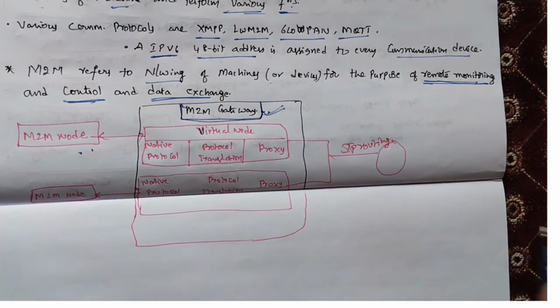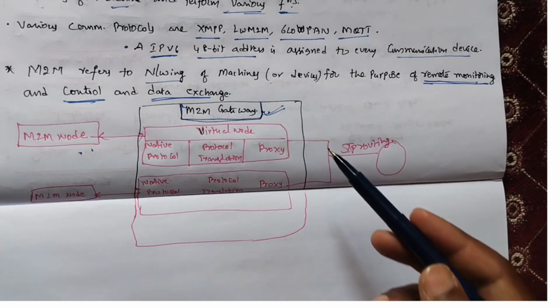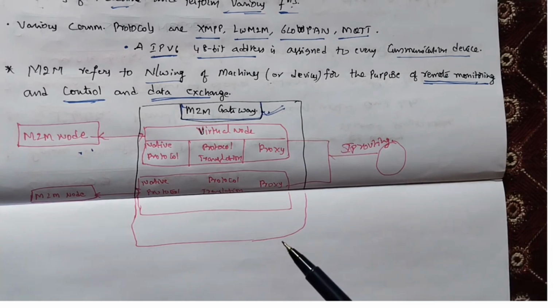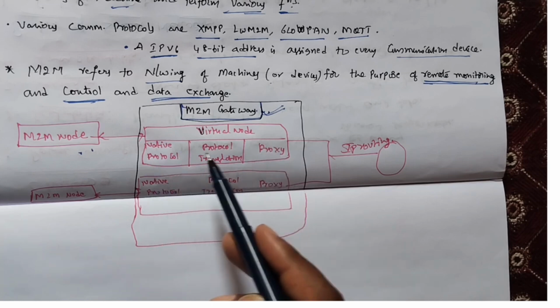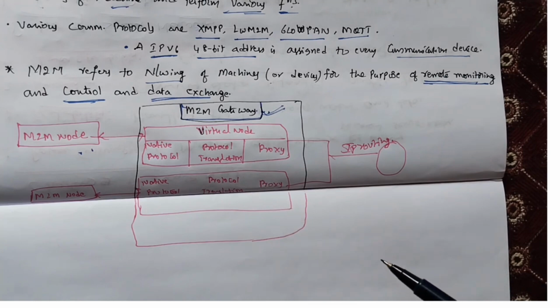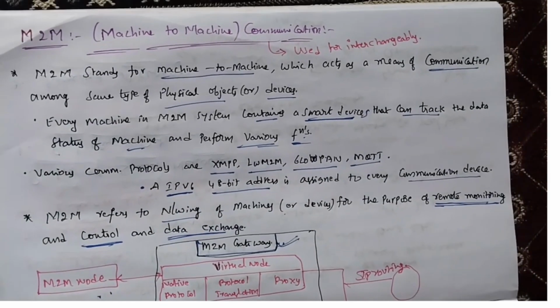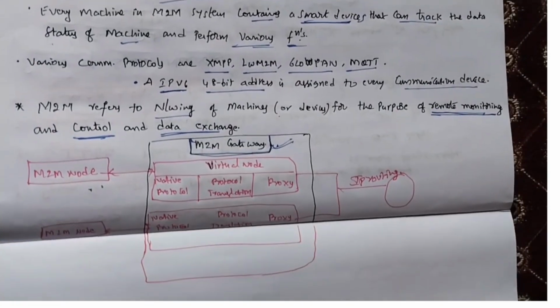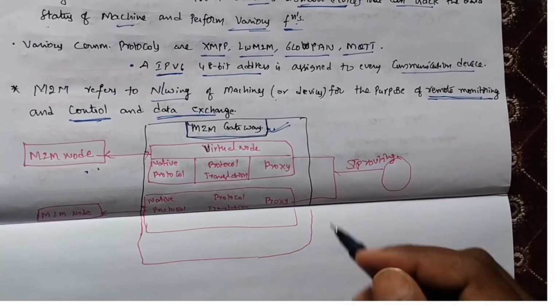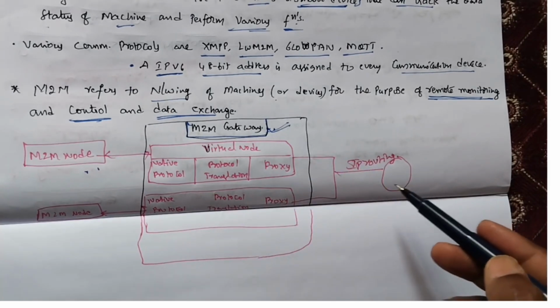Translation from or to native protocols, to or from the internet, from the IP protocol. With the M2M gateway, each node in the M2M area network appears as a virtualized node for external M2M networks. This is about M2M communication. It is a very simple topic. Here we need to explain these three points with this diagram. There is no need for much explanation of this diagram.